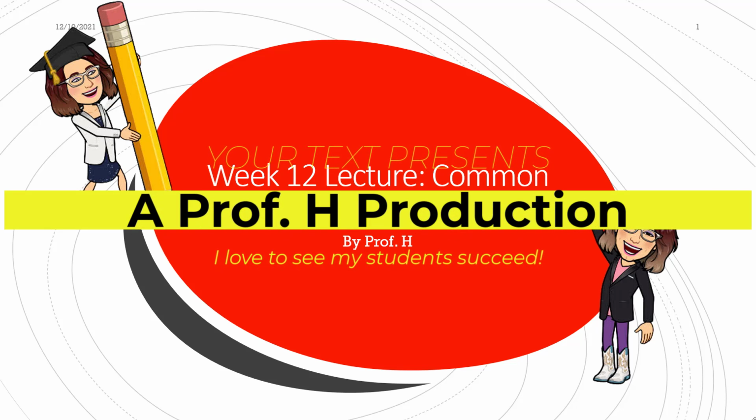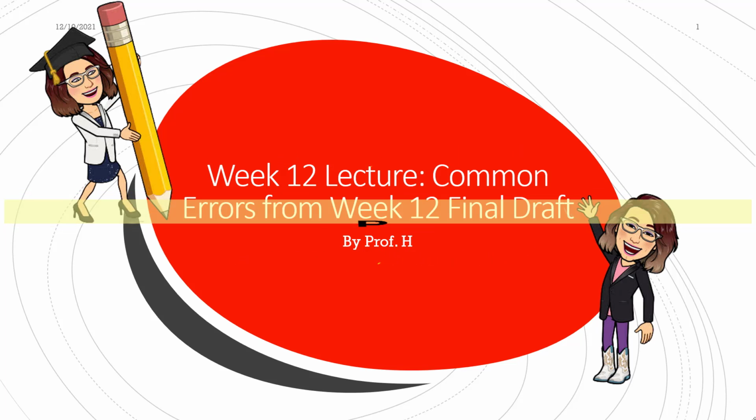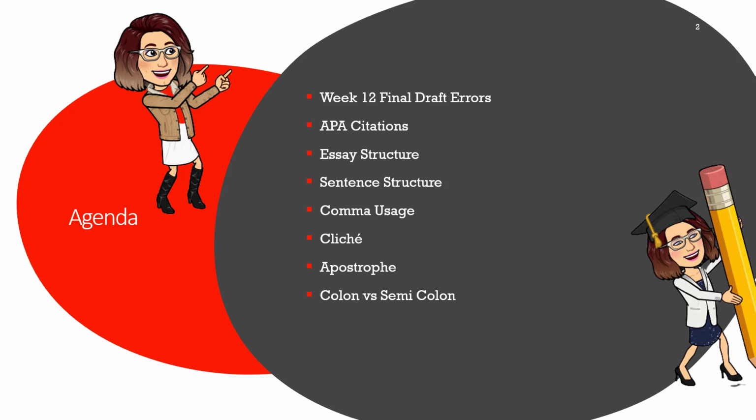So this week's presentation is going to be the Week 12 lecture, Common Errors from the Week 12 Final Draft. In previous classes, students have made the following errors in their Week 12 Final Draft. They made mistakes in APA citation, essay structure, sentence structure, comma usage. They used too many cliches, apostrophe usage, and not knowing the difference between colon versus semicolon.